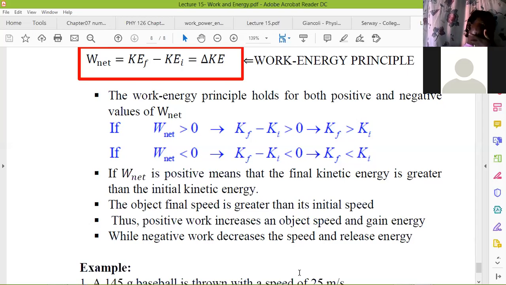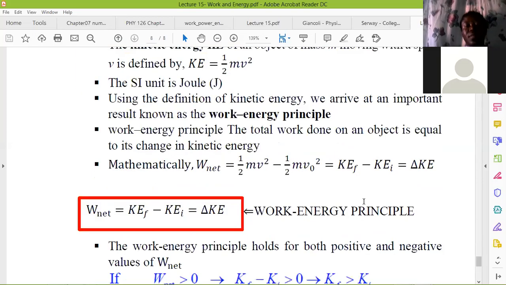Okay, so as the body slows down, it releases that energy. You can see here that as this object slows down, as you can see on this equation here, if I calculate what is the kinetic energy final if my work done is equal to negative.